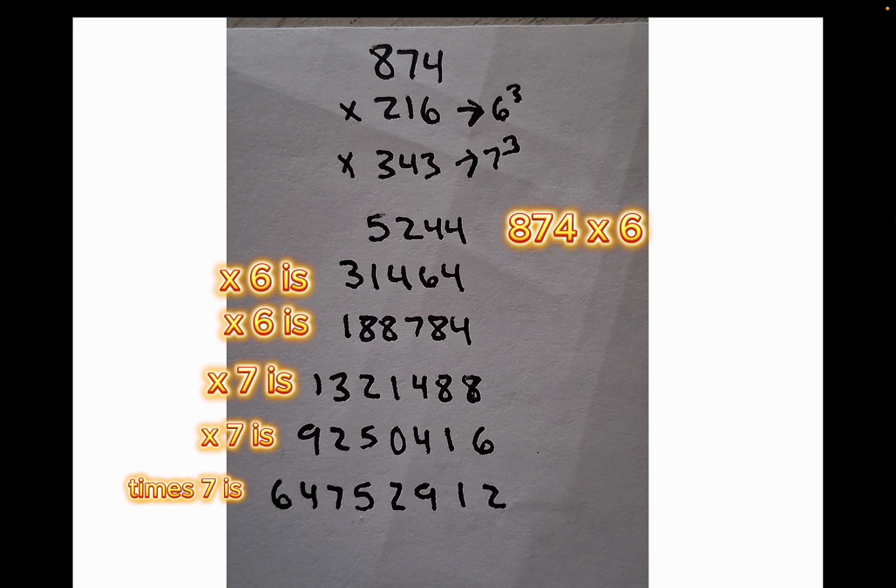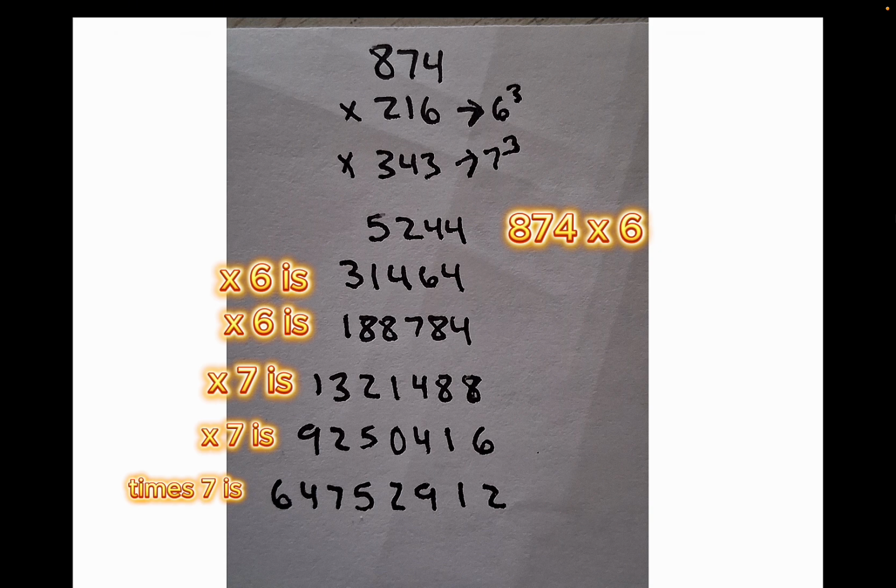Okay, so here's a much more difficult version. Now I've taken 216 and 343, and we're going to multiply it by a new number, 874. So this is obviously a challenge, but doing this question, 874 times 216 times 343, is going to be a challenge in general. So here I'm breaking up 216 into 3 sixes, and I'm breaking up 343 into 3 sevens. I'm going to take each of those sixes and multiply it by 874. So I'm going to come up with 5244, then 31464, then 188784.